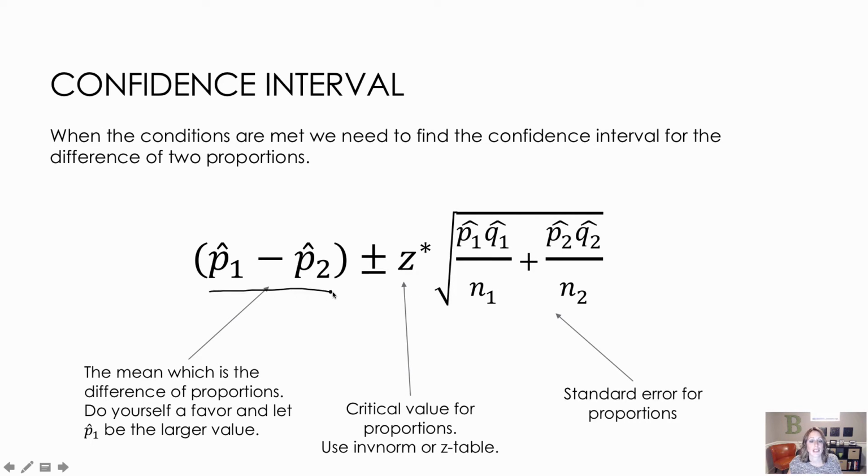So we would find the difference of the two proportions. Again, do yourself a favor and make p hat 1 be the larger value. z star, those are back to our normal z stars, so we're using that 1.645 for the 90%. We're using 1.96 for the 95%, etc. And then, of course, this is our standard error for proportions, so we're just going to put it all together.